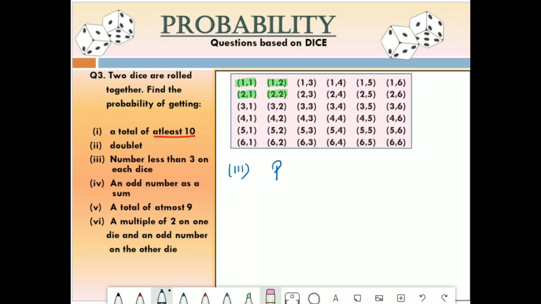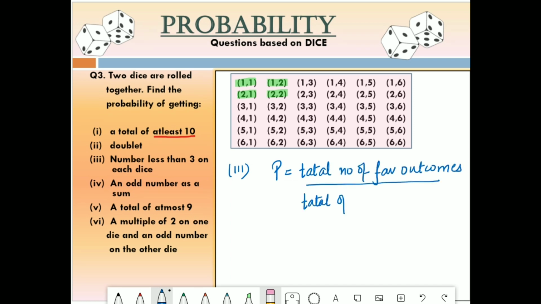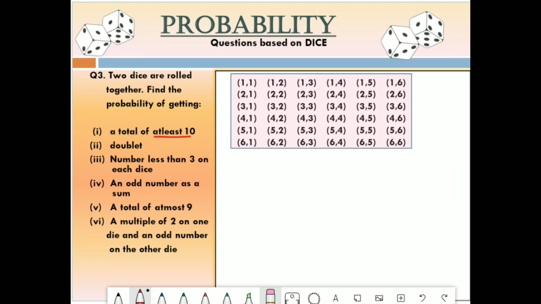Now in this case, using the formula of probability, the answer will be 4 divided by 36, and after simplification we can write it as 1 upon 9. So this is our answer. Let's move to another part.